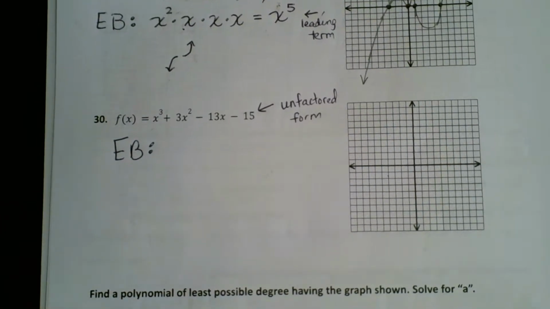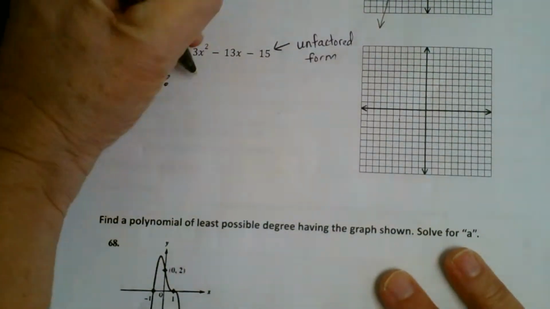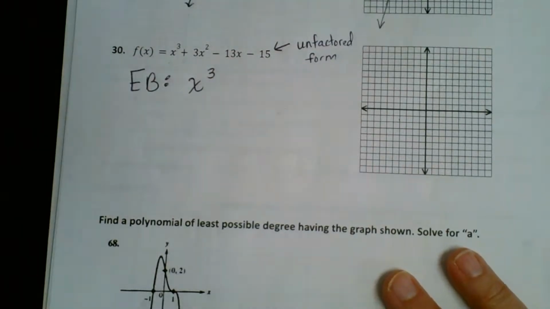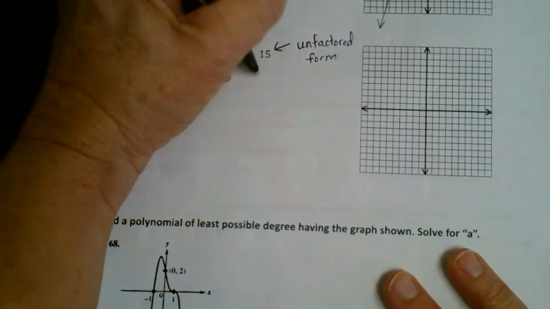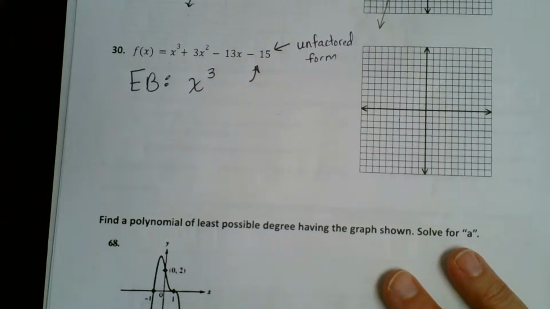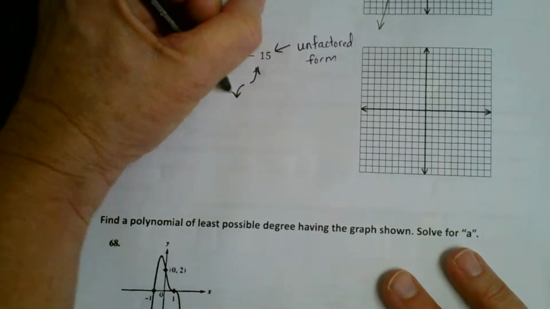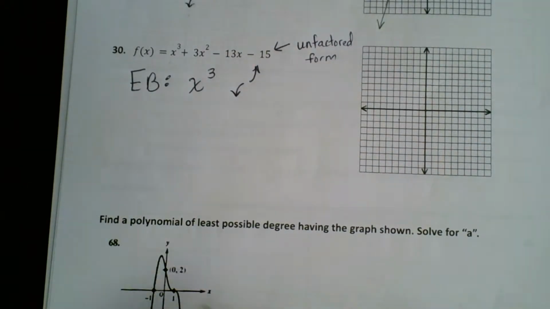What am I going to use for my end behavior? The x cubed. What does it tell me about the right side? Up to the right. And the left side? Down. So it's the same end behavior as last time. But now I need my zeros.